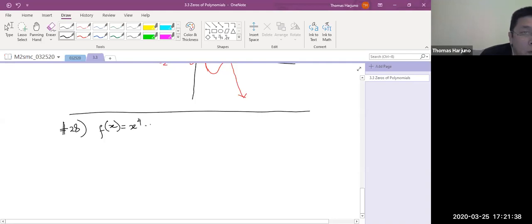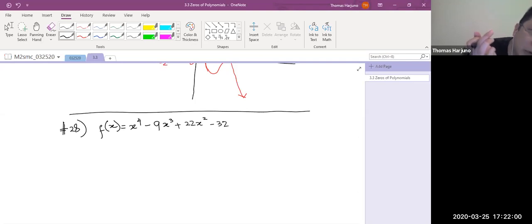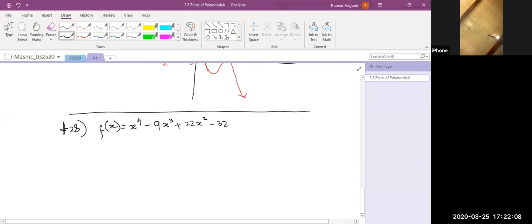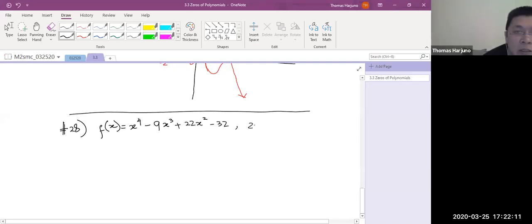x to the 4th minus 9x cubed plus 22x squared minus 32. Now, in future, so basically after today, we need to know how to factor this and graph this function. At this point, we don't know how to do that yet. That's why they help us by telling us 2 zeros. They say that 2 of the zeros are 4, and it is with multiplicity of 2.